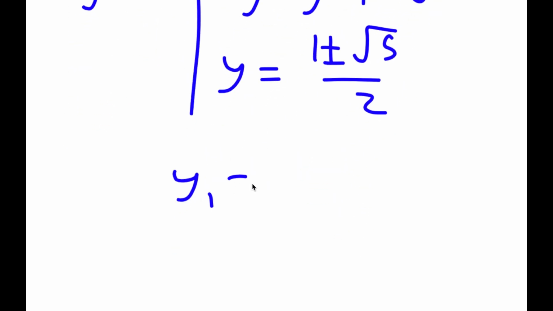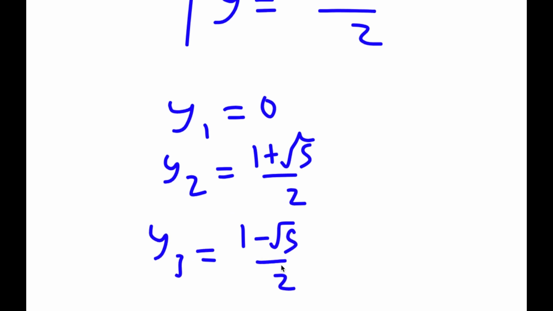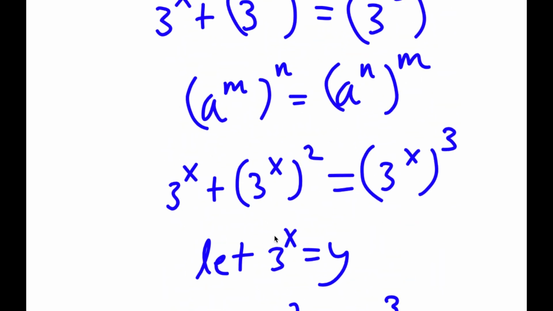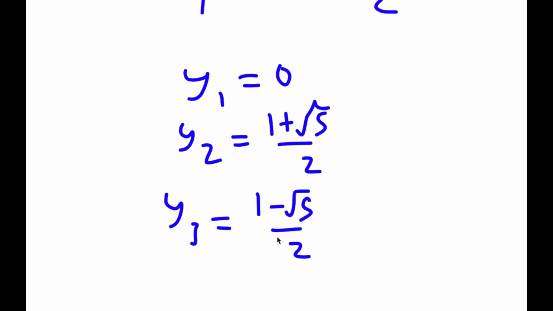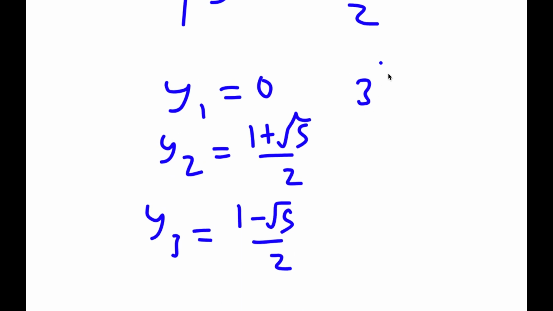So my solutions for y are 0, 1 plus the square root of 5 over 2, and 1 minus the square root of 5 over 2. Now remember how we set 3 to the power of x equal to y. So I have 3 to the power of x is equal to 0. This is our first value of y, and you can't take the power of a number and make it equal to 0, so this is wrong.